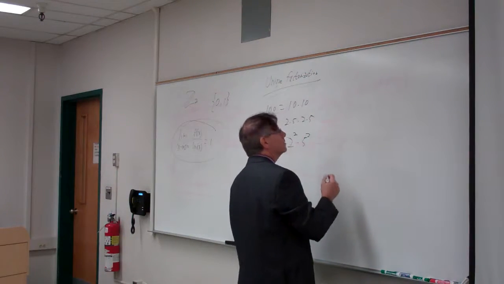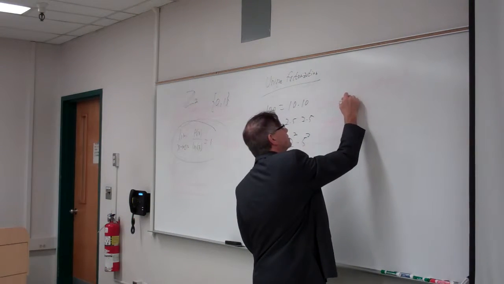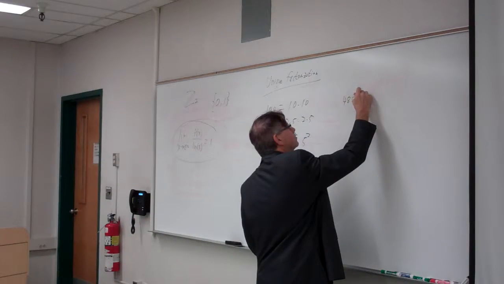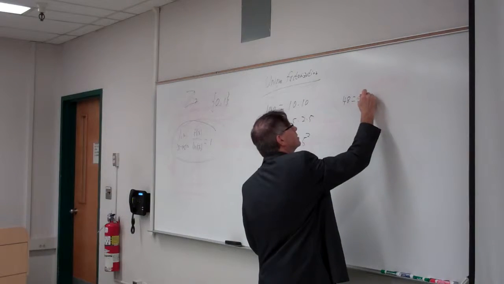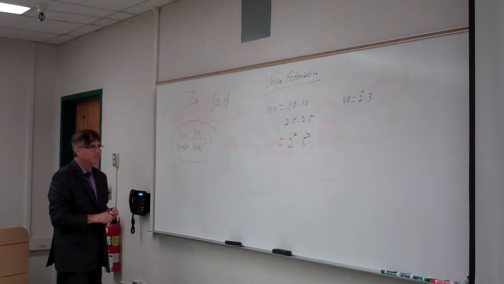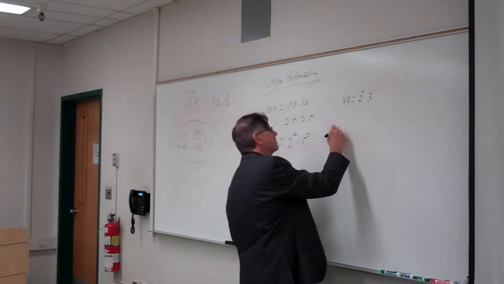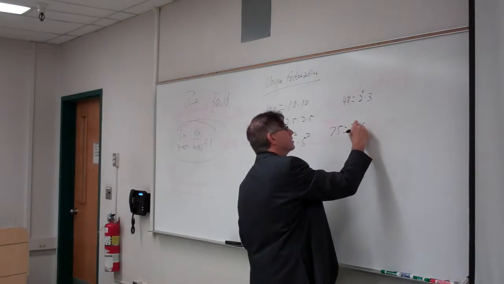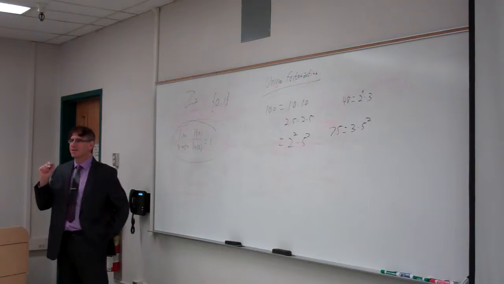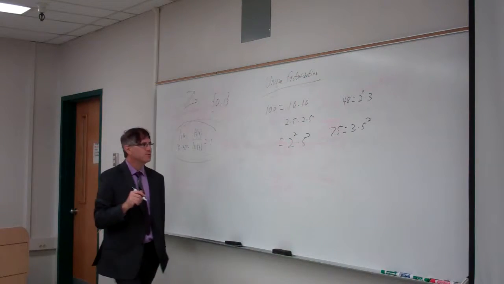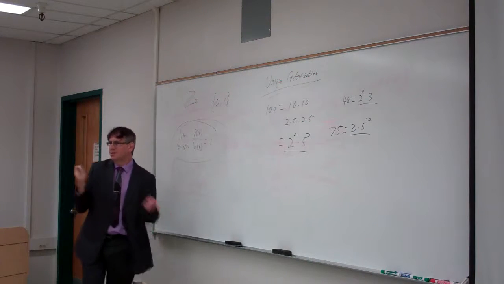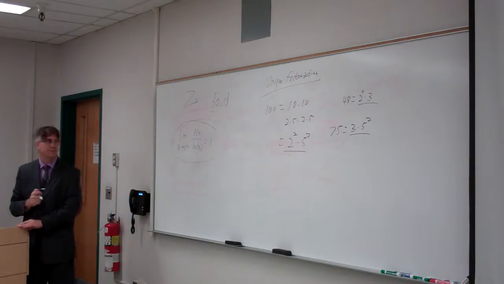I can write 48 as 2 to the 4th times 3. I can write 75 as 3 times 5 squared. So any number that's not prime I can write as a product of prime numbers. The cool thing is, this is unique, other than rearranging the order of these terms.